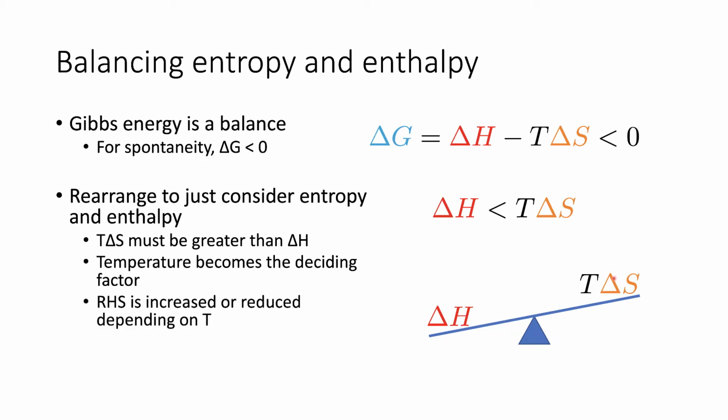So we can drive a reaction forward or backward simply by changing the temperature. If we increase the temperature, we increase the weighting on the right-hand side, which drives our reaction forward. At high temperature, this T delta S can become dominant, while at low temperatures, it isn't dominant. This is one of the reasons why we heat our reactions, to drive things forward. It also increases the rate of reaction.